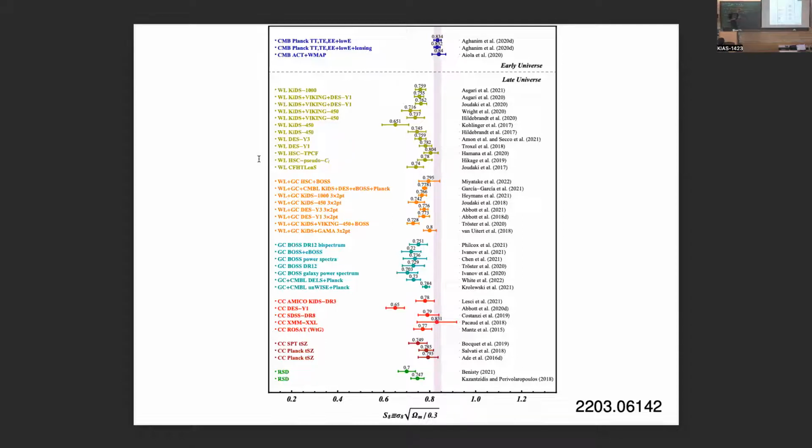That means that dark radiation by itself does not make everybody happy, because you reduce one tension, the Hubble tension, but you increase another tension, the sigma 8 or S8 tension. Look here: if N_eff goes up, that makes the S8 tension worse.